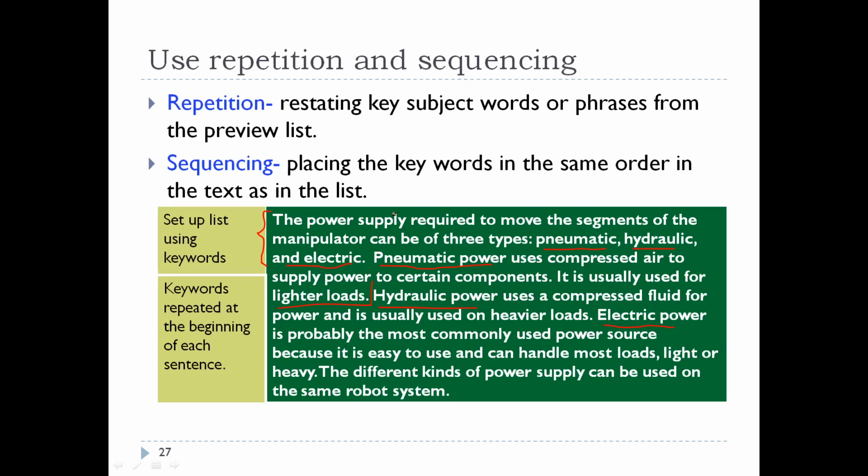Sequencing means we are placing these keywords in the same order as in the preview list. So we are not violating that order. If you mention pneumatic, hydraulic, and electric, and then you say hydraulic power uses compressed fluid, electric power uses this, and pneumatic, then you have messed up the sequence. So you should keep the sequence intact, and that improves the clarity of your document. Electric power is probably the most commonly used power source because it is easy to use and can handle most loads, light or heavy. The different kinds of power supply can be used in the same robot system.